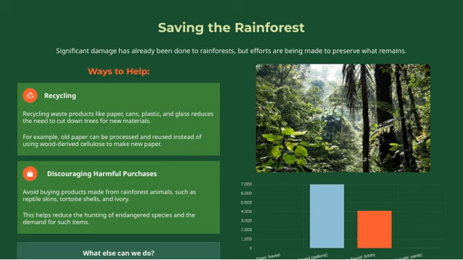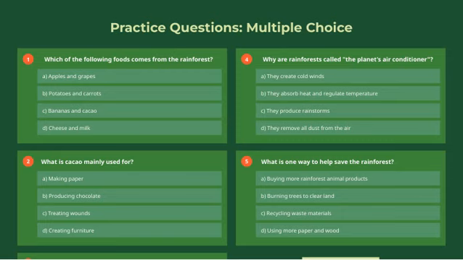Rainforests are incredibly important. They produce oxygen, provide food and medicine, and help regulate the climate. Protecting them isn't just about saving trees. It's about safeguarding the future of our planet and all of its species, including ours. Let's go through some practice questions to solidify what we've learned.